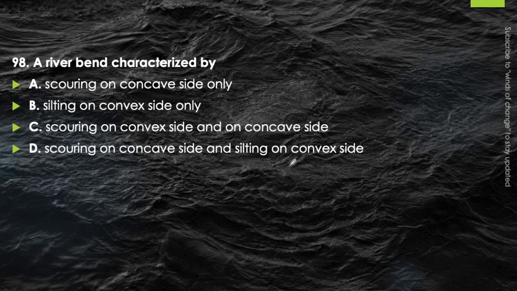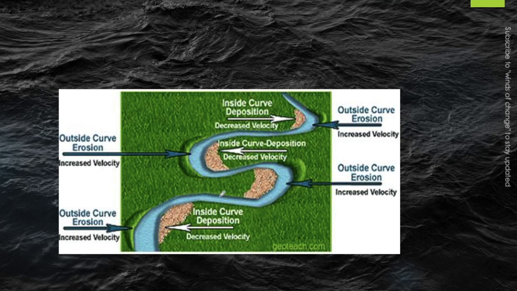In a river bend, the scouring will occur at the concave side and silting will occur on the convex side. That is option D will be the correct answer. You can watch it here. Let's say this is a bend. This one is the convex side and this is the concave side. At the convex side there will be deposition, while on the concave side there will be erosion. So there will be silting at the convex side and erosion at the concave side.